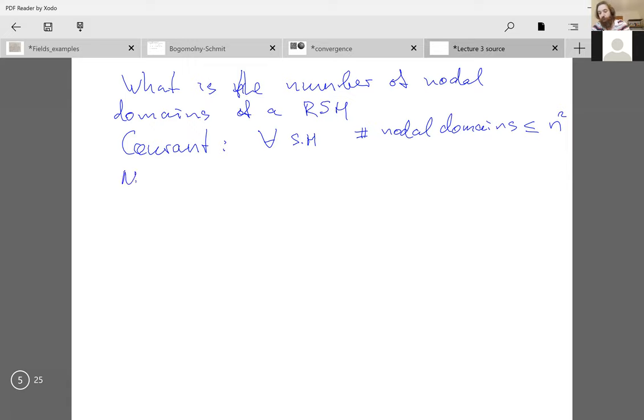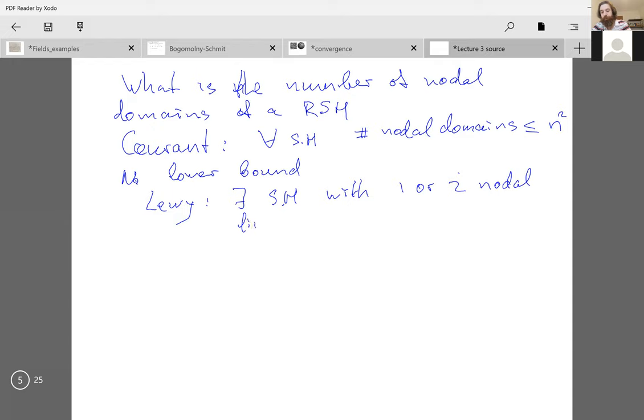But there is no lower bound. There is an example by Lewy: a spherical harmonic with one or two nodal lines depending on the parity of n. So depending on whether n is even or odd, we have spherical harmonics with just two or three nodal domains. So anyway, deterministically, there are spherical harmonics with very few nodal domains.